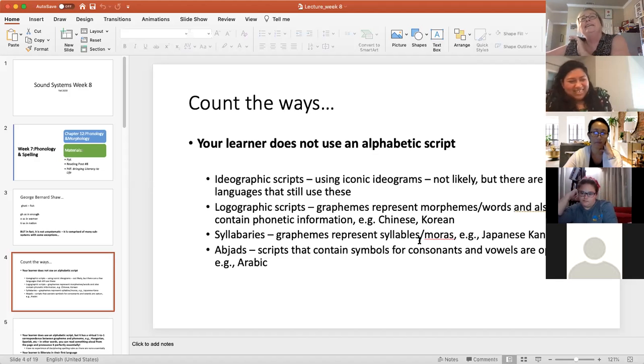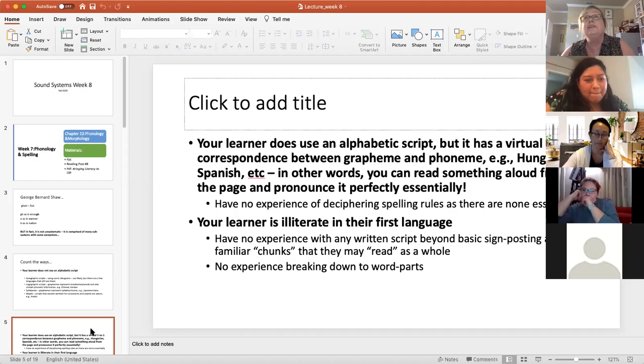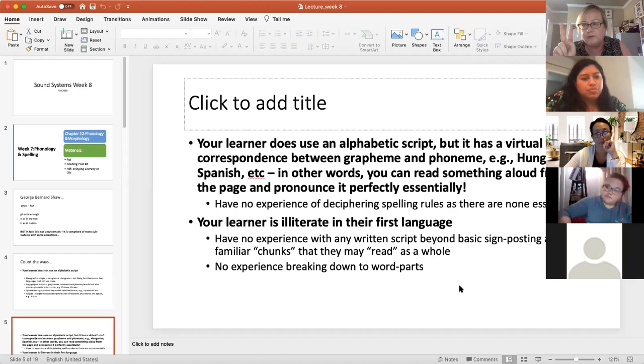Right. Okay, so that's the first kind of learner you might be dealing with. The second is that you might have a learner with an alphabetic script like Hungarian or Spanish or Italian, but it has a virtual one-to-one correspondence between the grapheme and the phoneme. I love this about Hungarian: as soon as you know what each phoneme is, the grapheme has a one-to-one correspondence, so you can pronounce the whole thing. You've never heard it before.